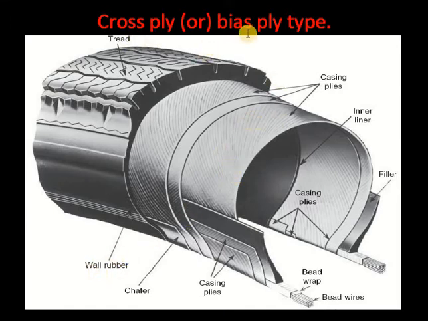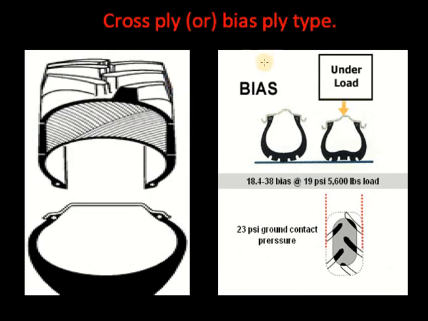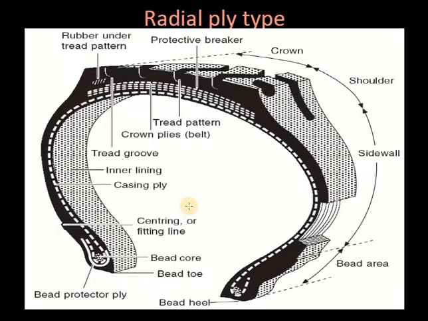This is the cross or bias ply type. You can see the image of the cross ply type. That is the first one. This is the cross ply. Similarly, in this other one, the plies are provided in a cross way. Both give much more strength at 23 psi ground contact pressure. They can also take better load conditions.